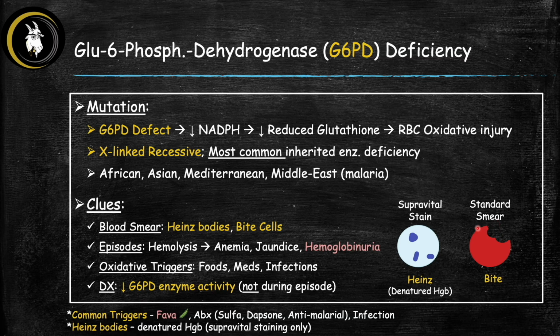And so this makes a very easy mnemonic for me personally because I love ketchup. So Heinz ketchup makes the red blood cells tastier so that the macrophages take a bite out of them. So the next important clue is the symptoms of G6PD deficiency.